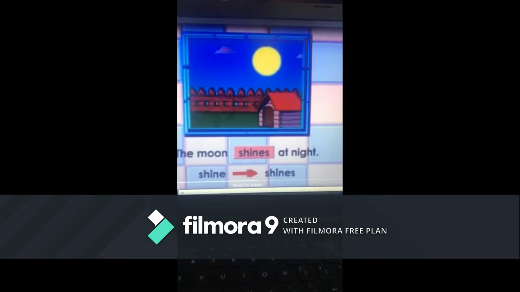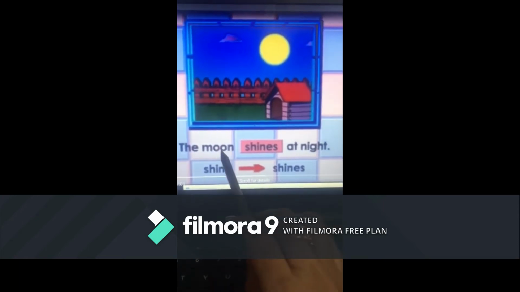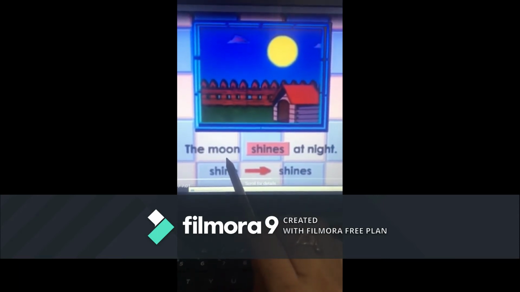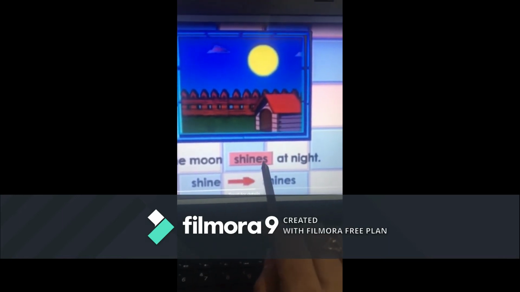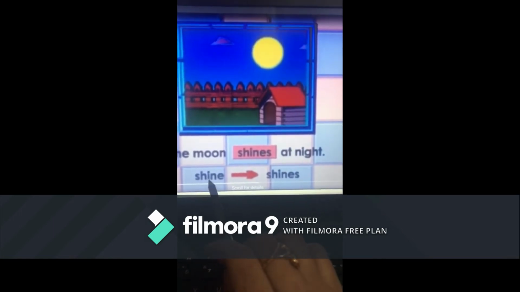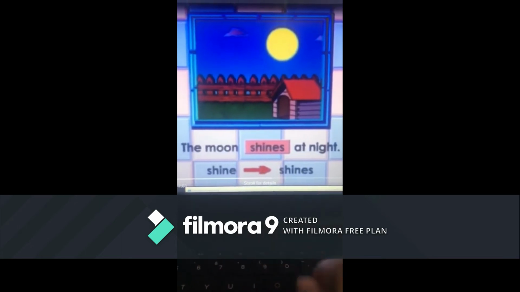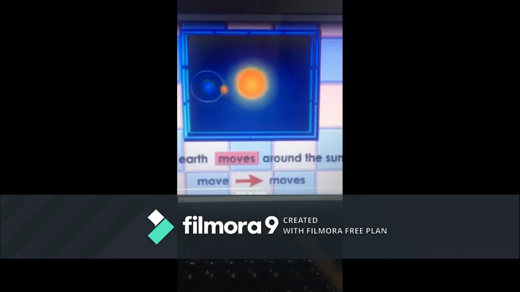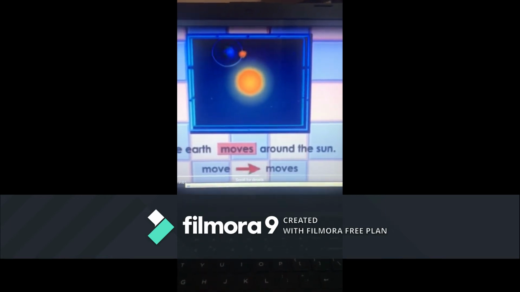Example: the moon shines at night. Now the moon is your noun. Okay, we have added s to the verb. Can you see? Shine was your verb. We have added s to the verb. Shine becomes shines. Alright.